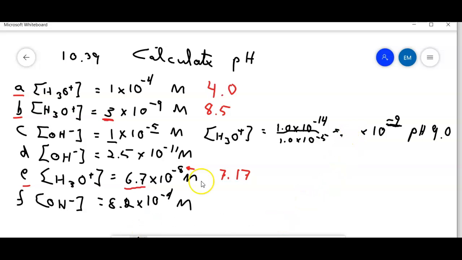This should be 1 times 10 to the minus 9. Okay. And then 7.17, or wait a minute, that's correct. Okay, so now we're going to this one here, the 2.5 times 10 to the minus 11th. So now we're going to have two numbers after the decimal point here, but we need to first do this calculation.